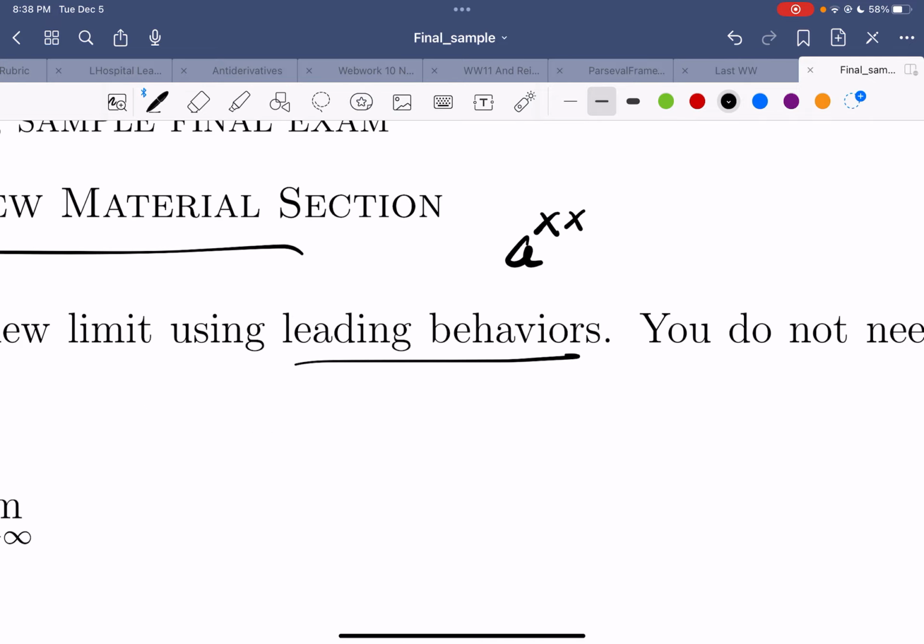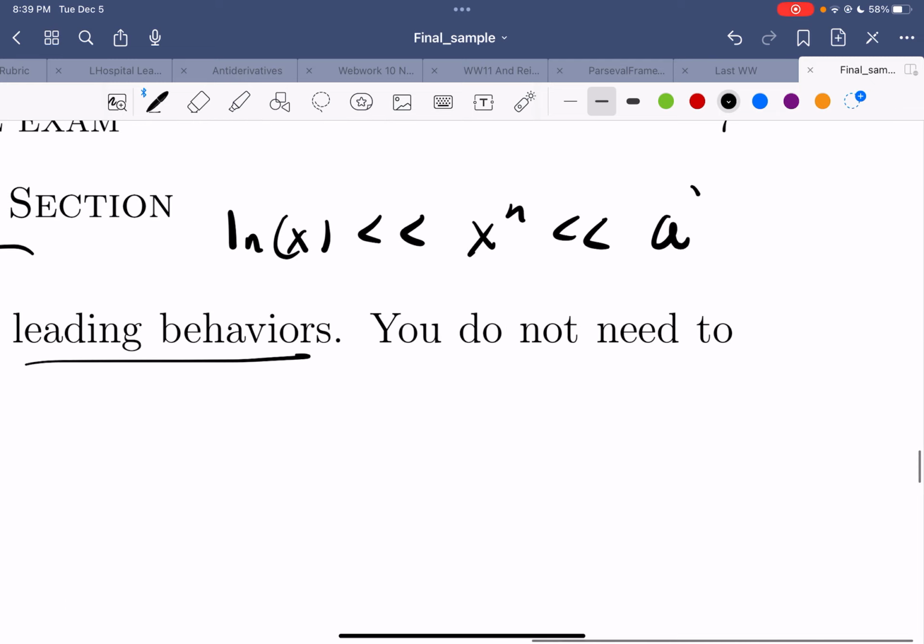Exponential stuff leads the pack. I was thinking of this symbol. As you take the limit as x goes to infinity, this stuff leads. It dominates. But actually, I guess our brains tend to order from left to right, so let's go slow first. Logs are the slowest, okay? Then you got polynomial stuff. Then you got exponential stuff.